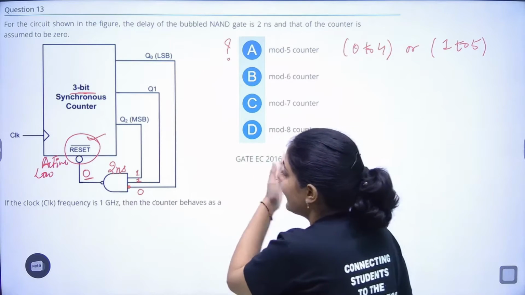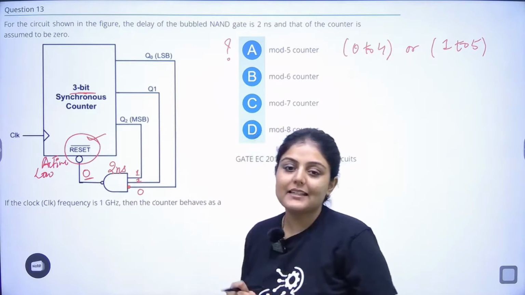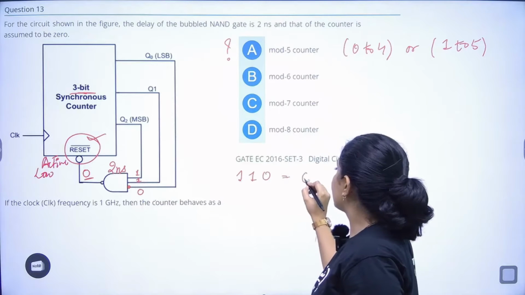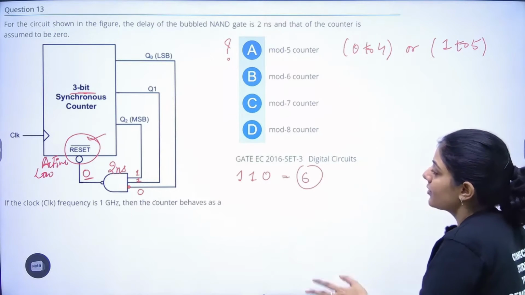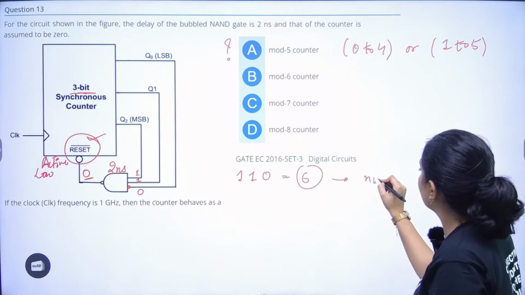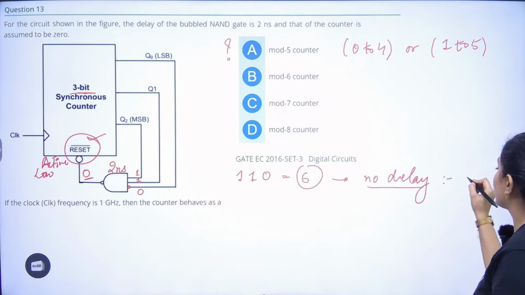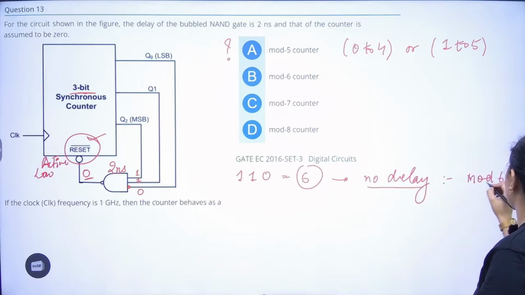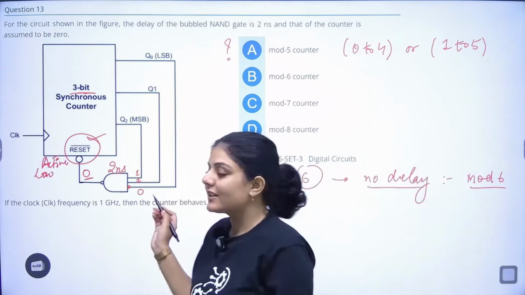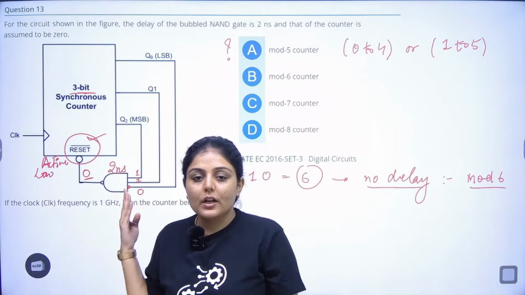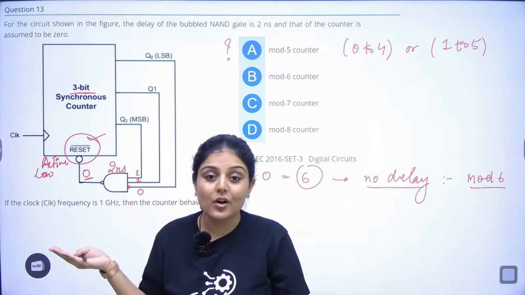This is 6. If I talk in a very easy way, this is 1, 1, 0. It is 6. If it has no propagation delay, it should have been a mod 6 counter, because after the value 6 it will reset its value to 0, 0, 0 again, right? So it will be counting up to 6. So it is a mod 6 counter.